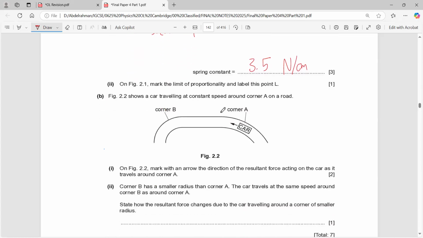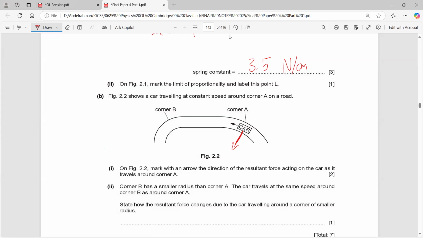On figure 2.2, mark with an arrow the direction of the resultant force acting on the car as it travels around the corner. Is the car traveling in a horizontal line? No, it's traveling in a circular motion. Circular motion means that there is a centripetal force, so the force would be in this direction. This is the force acting on the car. It's a centripetal force.